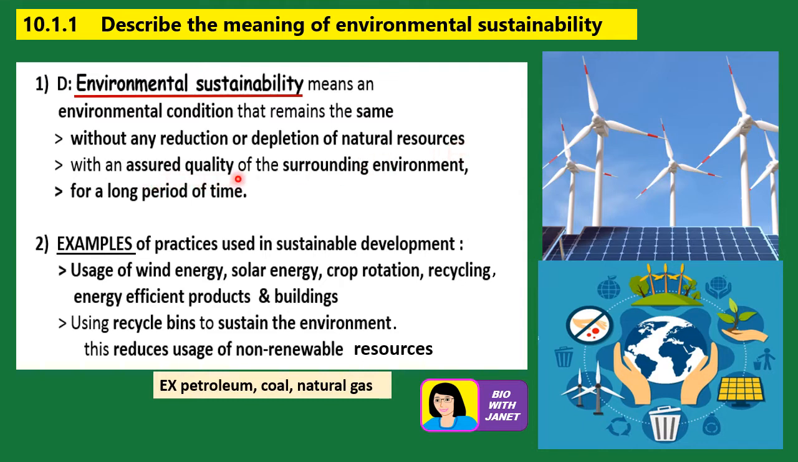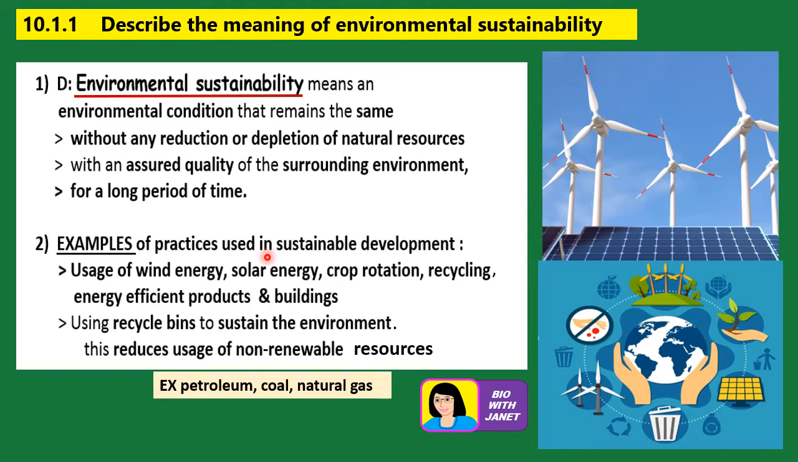With an assured quality of the surrounding environment, all right, that means the environment should be kept in good quality for a long period of time, not just for our generation, but for the generations to come, okay, for the future generations. So simply put, environmental sustainability means an environmental condition that is protected, for a long period of time, to be in a good condition.